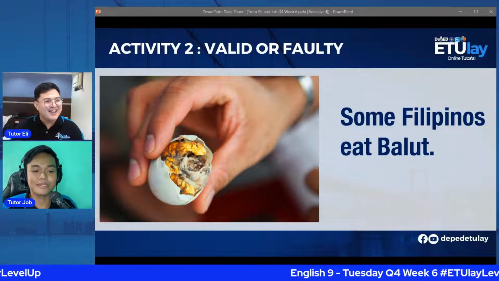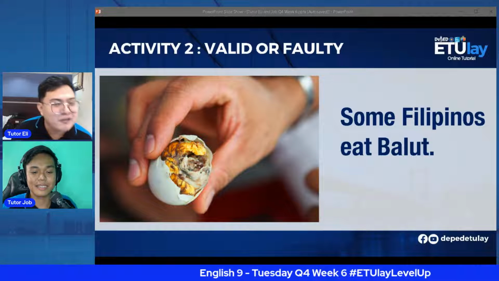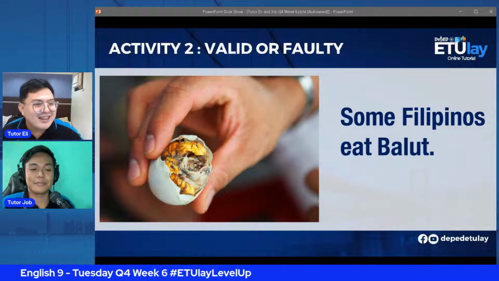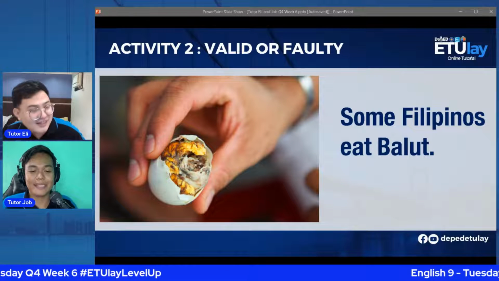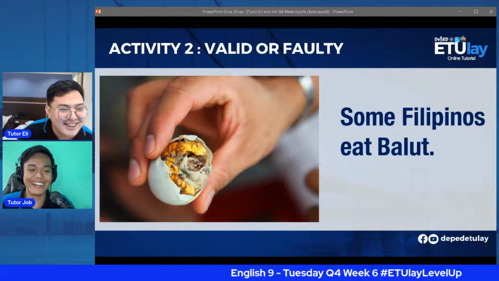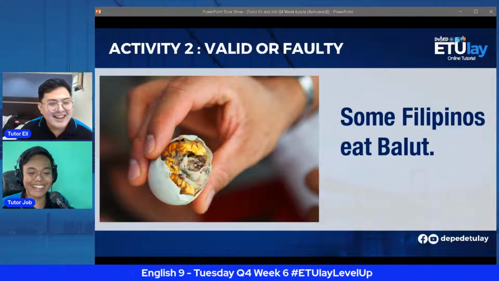Tingnan natin. Is it faulty or valid? Some Filipinos eat balut. Tutor Job, do you eat balut? You don't eat balut? Yung yellow lang kinakain ko, totoo lang.